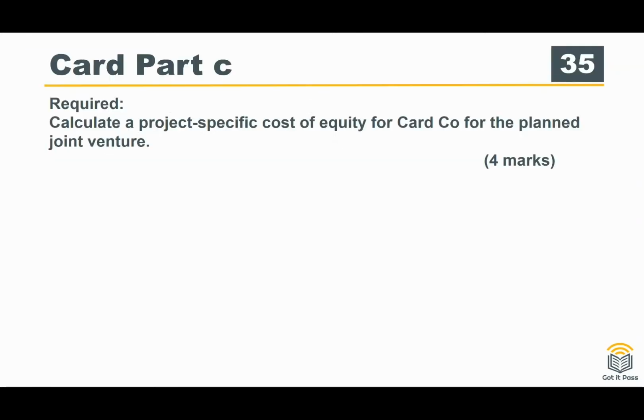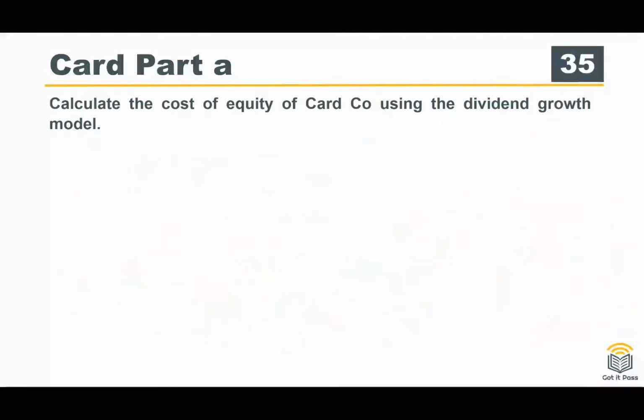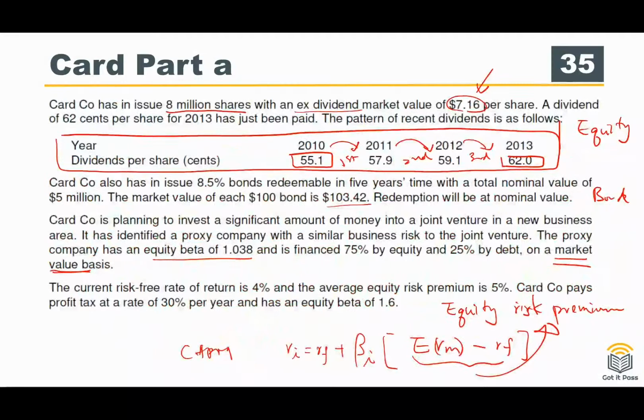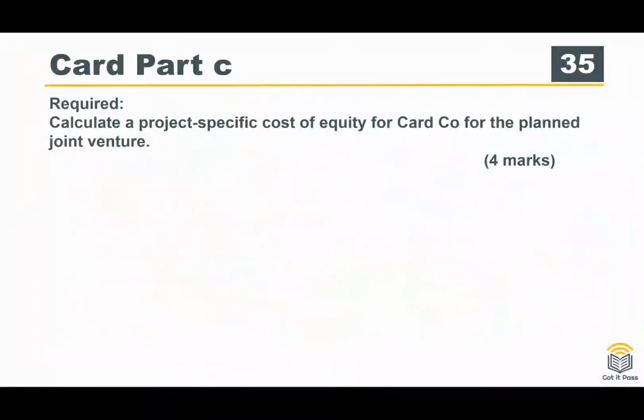So for part C first, we calculate the project-specific cost of equity for the company for the planned joint venture. Remember, in the third paragraph, it explains the new business, the new joint venture, which is different from the existing business. So it is a new business. And it also provides you a proxy company with its equity beta. So what you are required to do for part C is to work out a project-specific cost of equity on this joint venture.